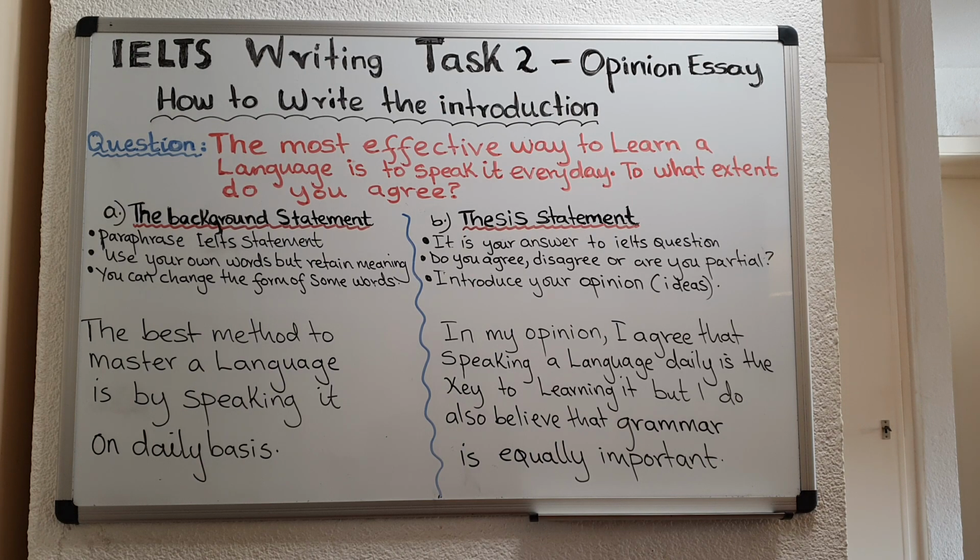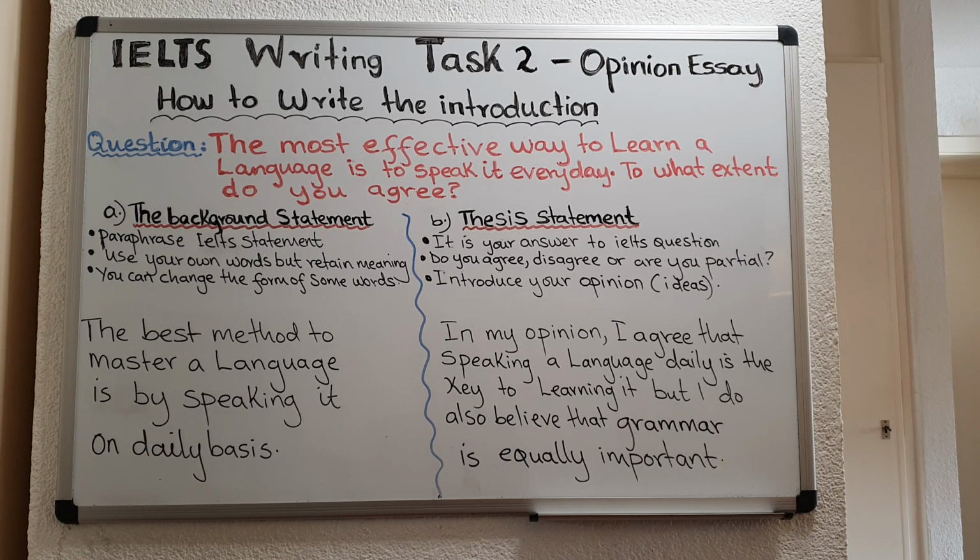Now, just to point out a few things about writing task 2 before we begin learning how to write the introduction. Usually you have 40 minutes to write your task 2. You should write over 250 words. You will not get marks for writing over 270 words. If you write words that are less than 250, you will be penalized. You will lose marks.